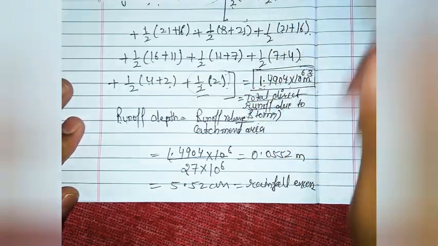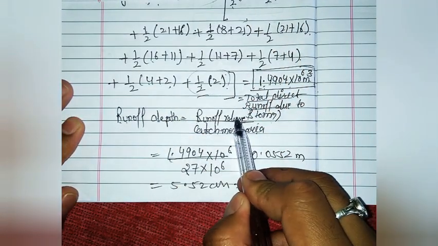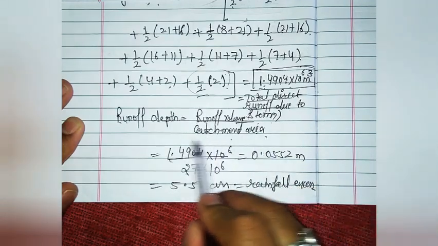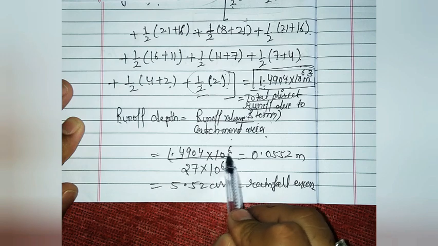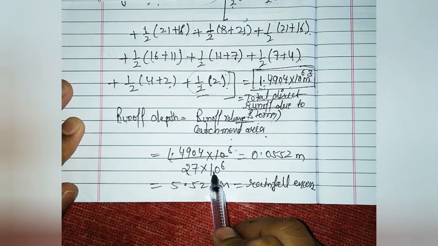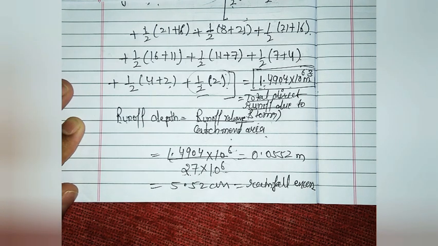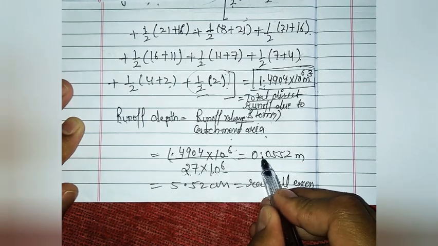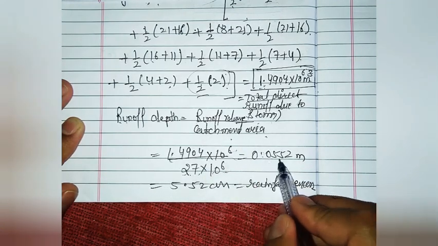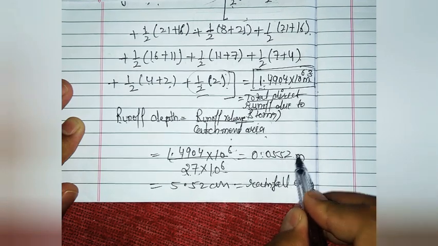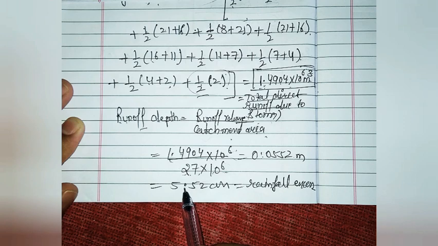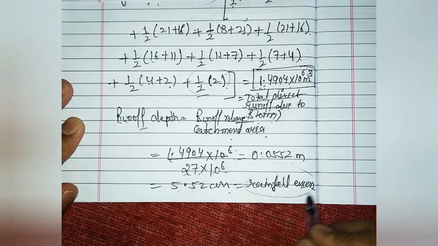The runoff depth will be runoff volume divided by the catchment area. The runoff volume is 1.49 into 10 raised to power 6, divided by the area, 27 into 10 raised to power 6. The area given to you is in kilometer square, so we'll convert it into meter square first. By solving this we get the value as 0.0552 meter. This is the runoff depth. Changing it to centimeters, we get 5.52 centimeters. This is the rainfall excess.